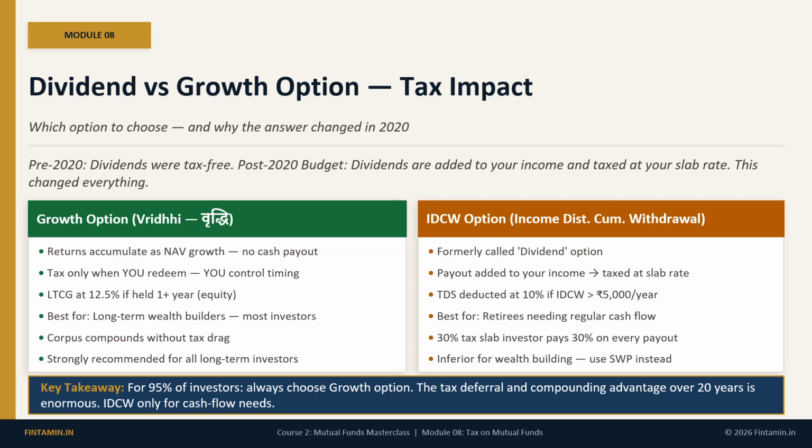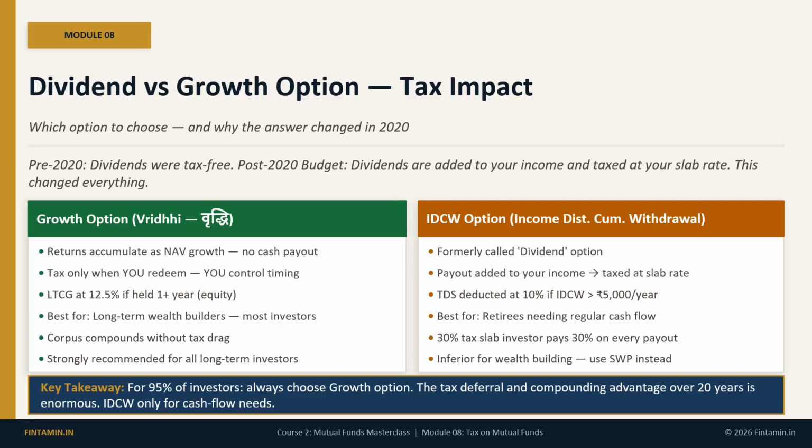The only scenario where IDCW makes sense is if you genuinely need regular monthly cash flow from your corpus, like in retirement. And even then, a SWP from a Growth Option fund is more tax efficient.